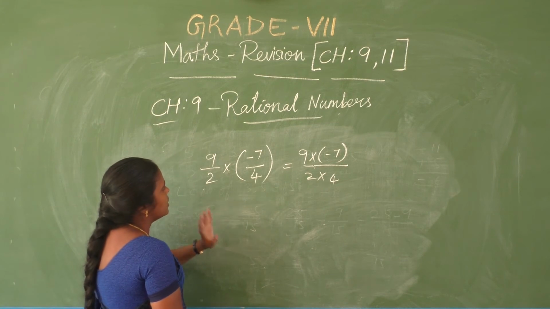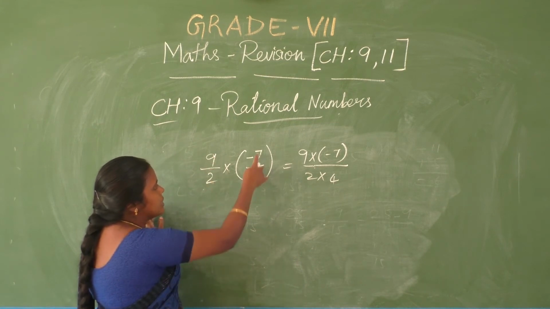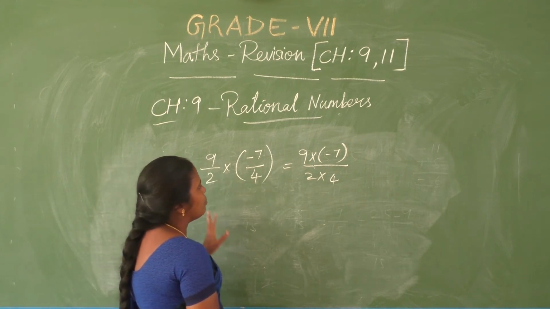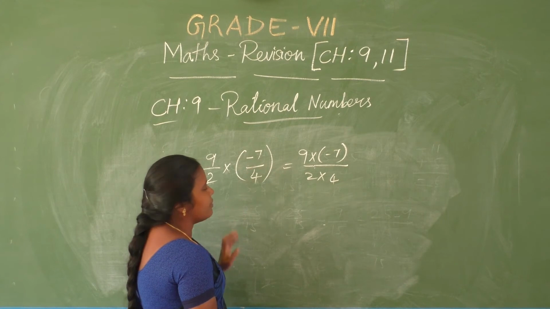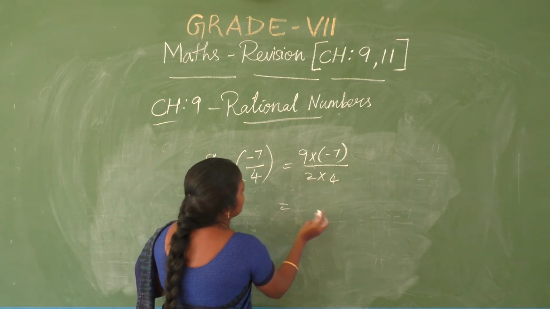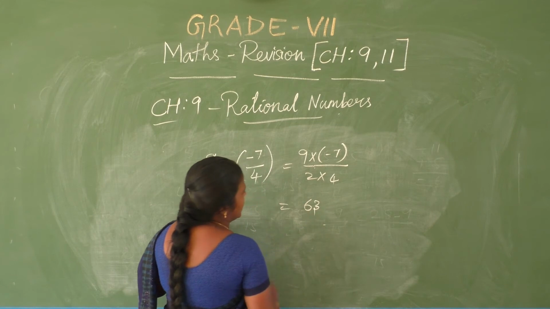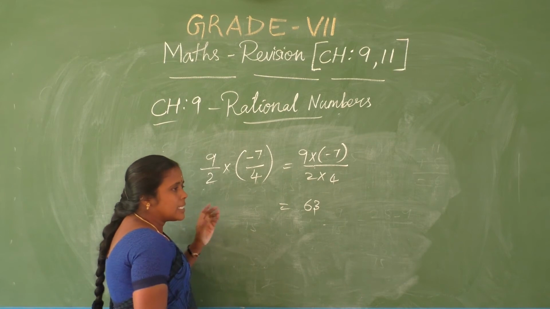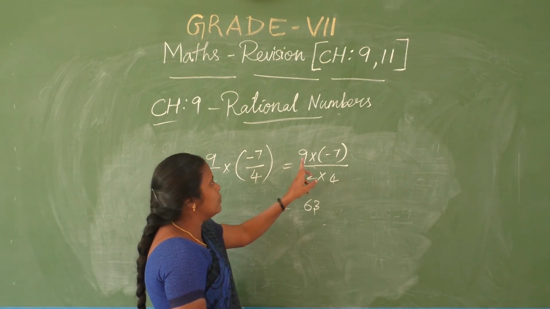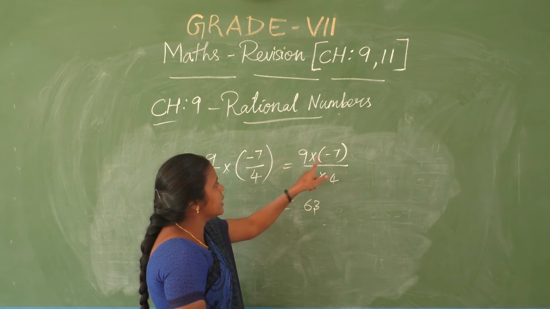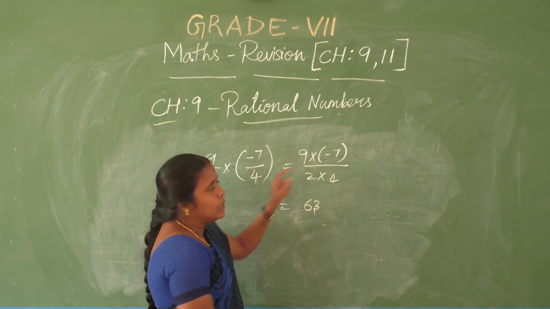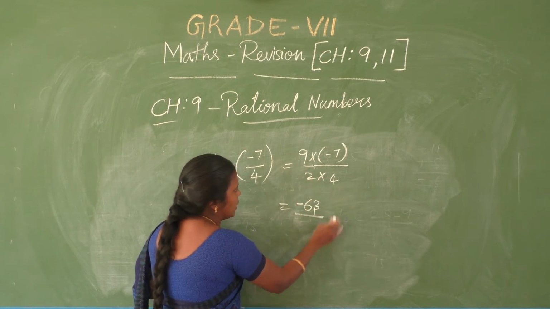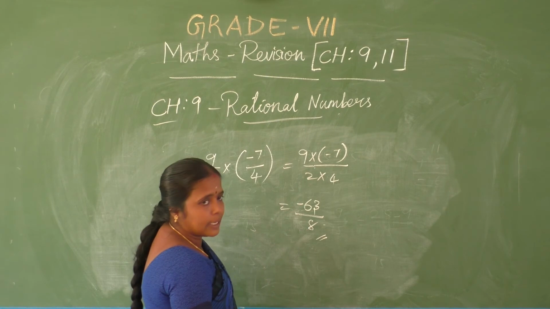But in this question, no chance. 9 and 2 can't divide. 7 and 4 also. 7 and 2, 9 and 4. We can't divide them because they have no common factor. So directly, 9 sevens are 63. This is rational, no? So you have to solve the signs side by side also. Multiply 9 and 7. What about the signs? Here positive, here negative. So plus and minus is minus. 2 4s are 8. So minus 63 by 8.